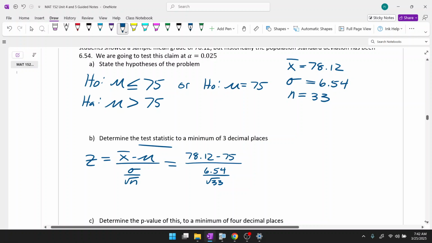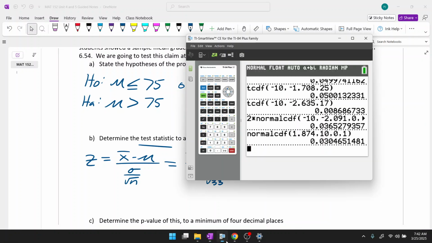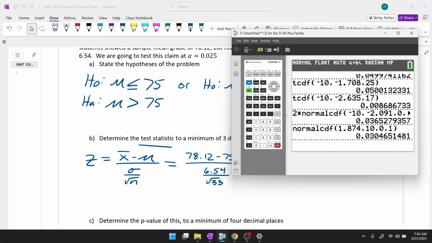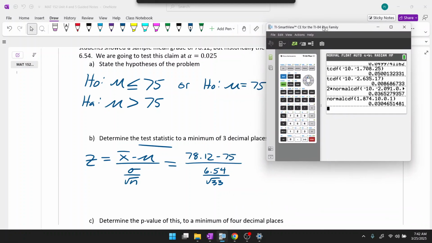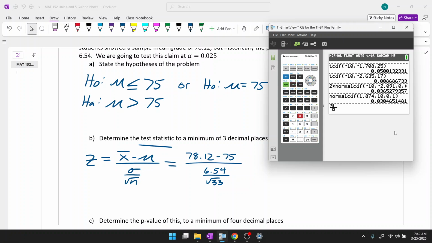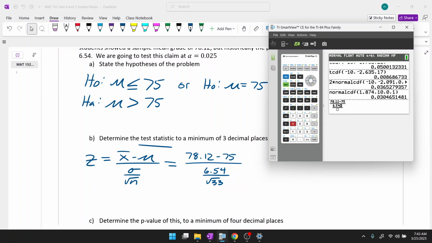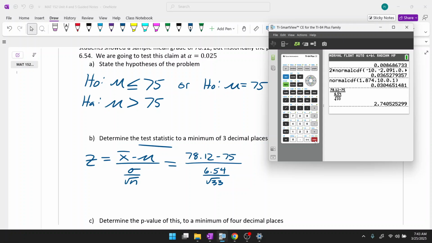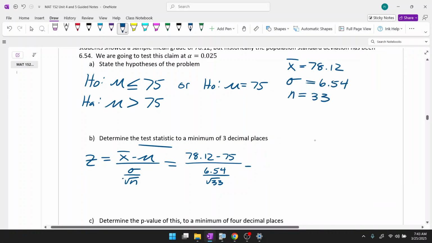I'm also going to show you how to do these things directly in the calculator, but for now we're just going to do it step by step. So you would do 78.12 minus your 75, and then inside of here set up another fraction, 6.54 over top of the square root of 33. And we are going to get 2.7405, which we can call 2.741.